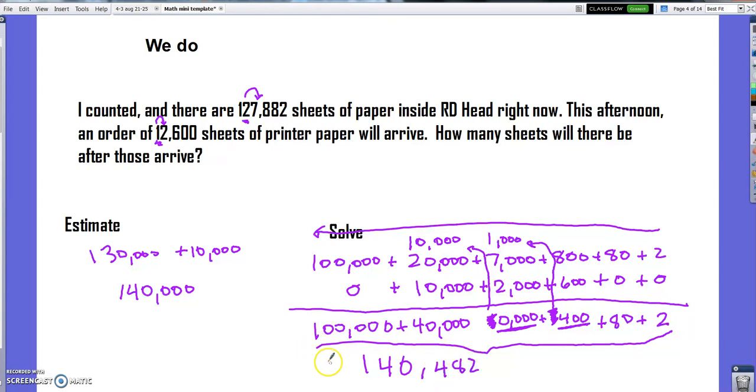140,482. And look, my estimate was awesome. Very close, so I know I must have done a great job because my estimate is very, very reasonable. That, my friends, is the expanded form strategy for adding whole numbers. We will finish this up tomorrow.